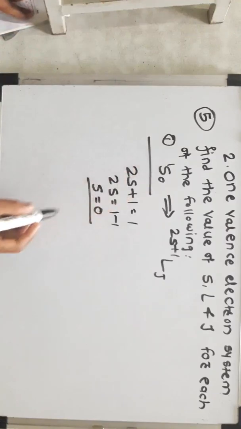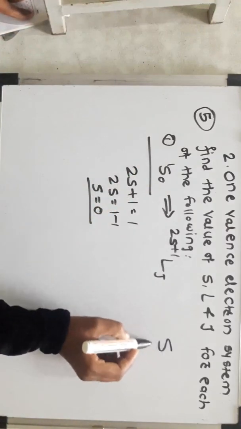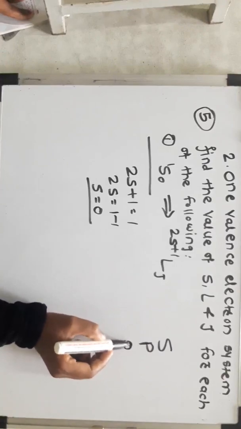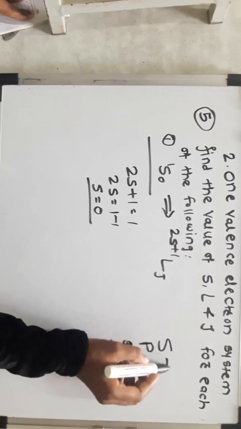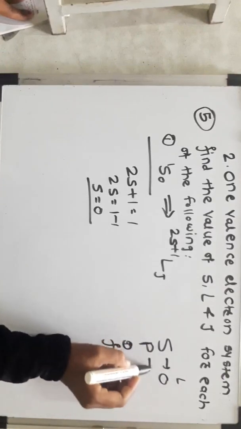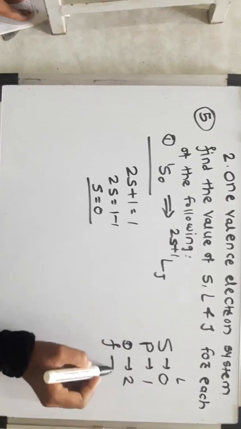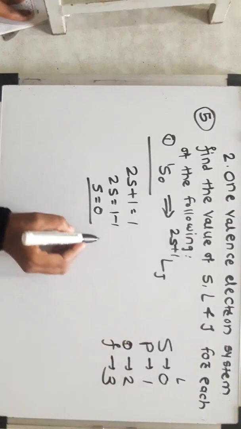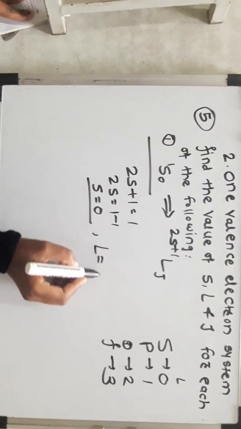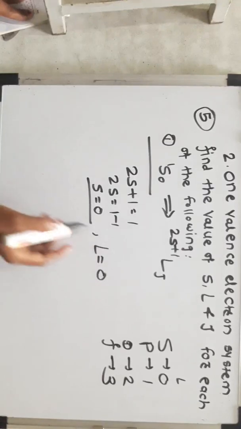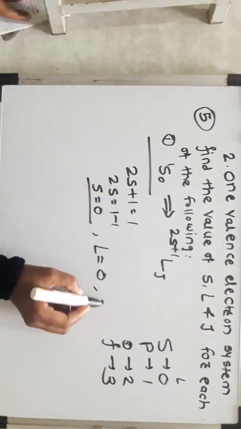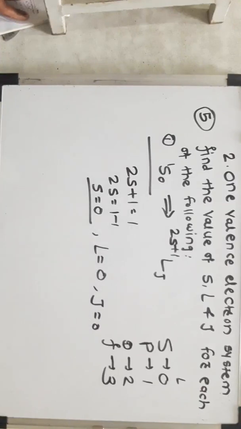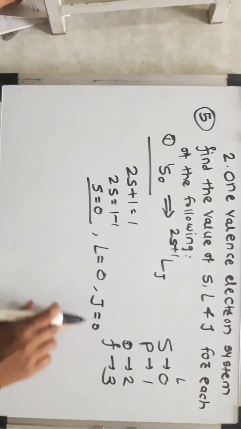Then this letter S stands for the series S, P, D and F, which correspond to L equal to 0, 1, 2 and 3. So S stands for L is equal to 0, and the value of J is given, J is equal to 0. In this way you have to find the value of S, L and J.